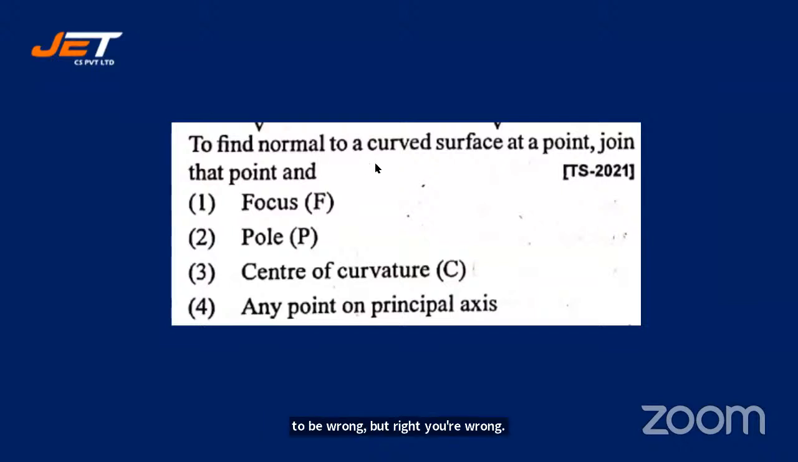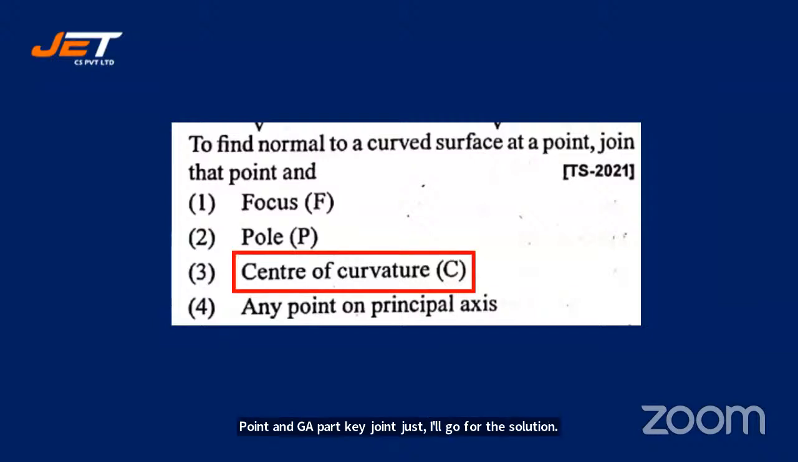Next question. To find the normal to a curved surface at a point, join that point and... To draw a normal to a curved surface, from that point to which point should we join to get the perpendicular? I'll go for the solution. Center of curvature, 3. Yes, Harshvardhan says 3. Any point on the principal axis, kaadu.